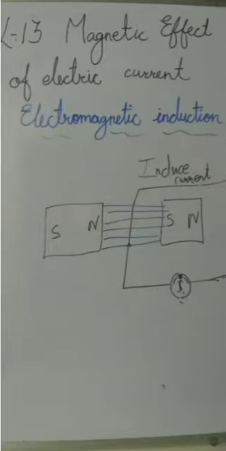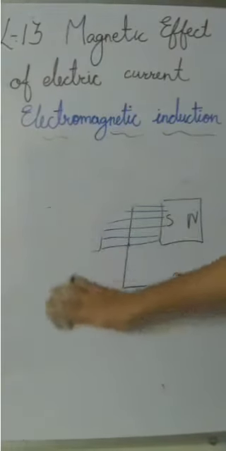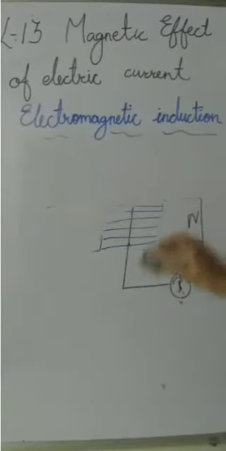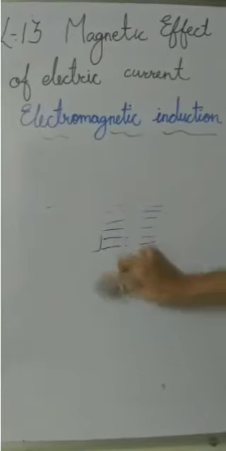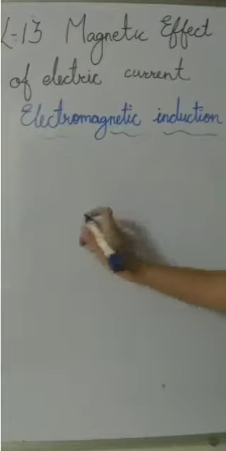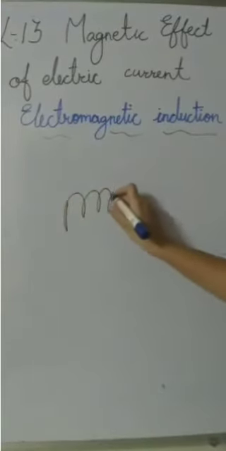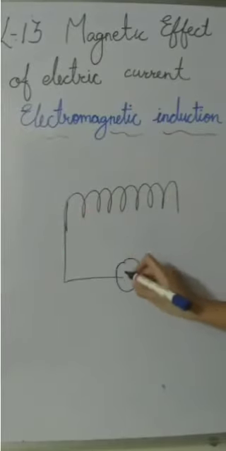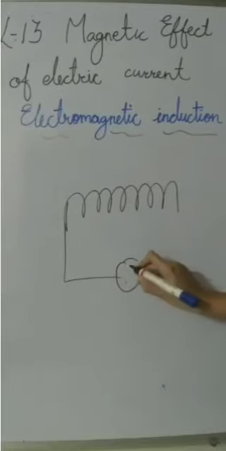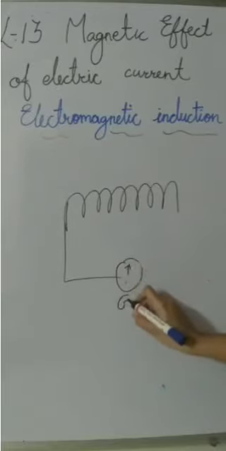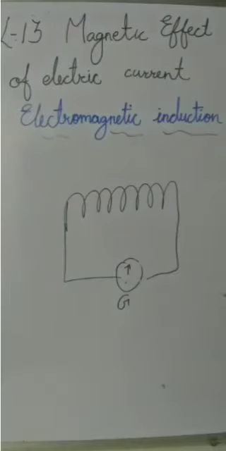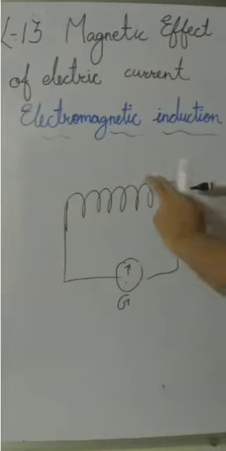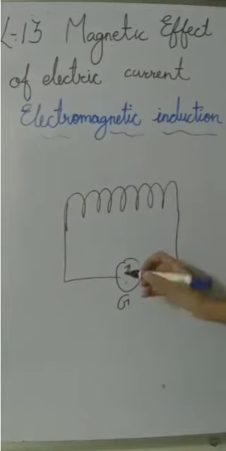So this can be seen with the help of one simple experiment. In this setup, my conductor was moving. So I will take one more experiment in which I will move the magnetic field and my conductor will be fixed. For that, we will take a coil and attach it to a galvanometer. Now I will bring one magnet close to it. As I bring the magnet close to the wire, the galvanometer starts showing deflection.